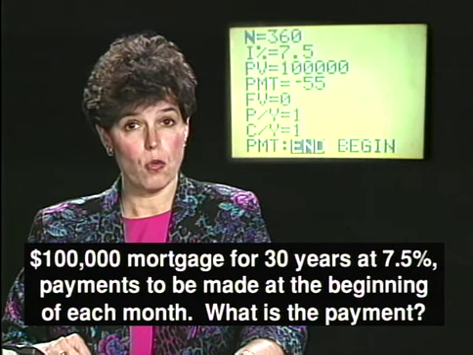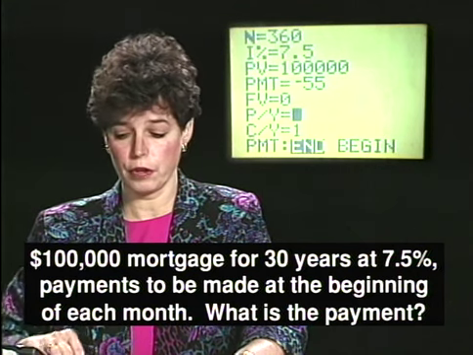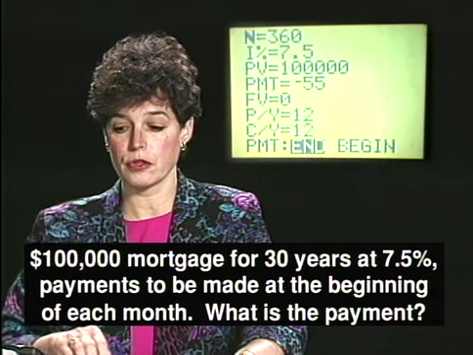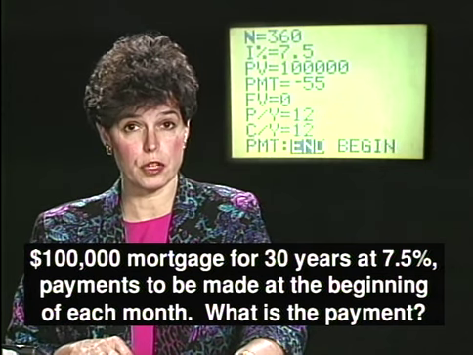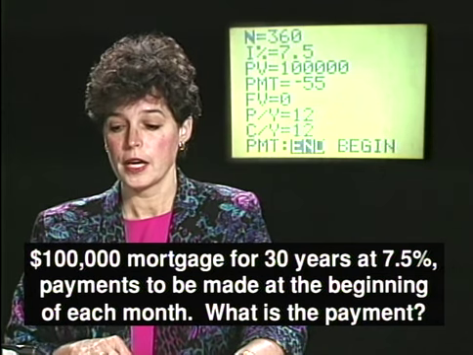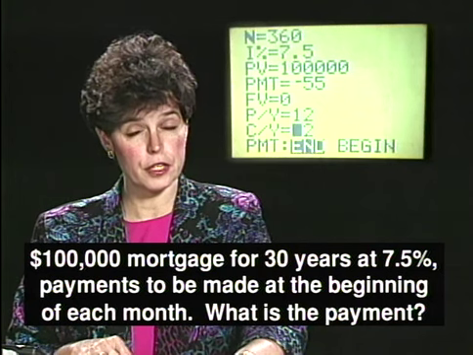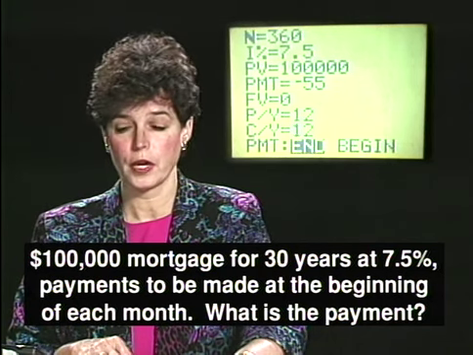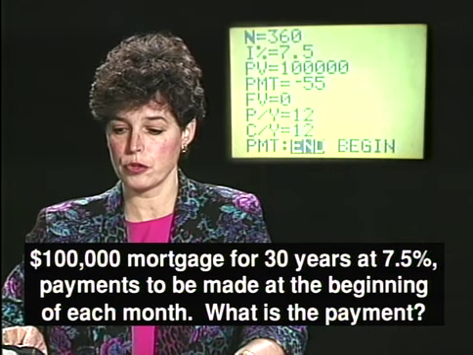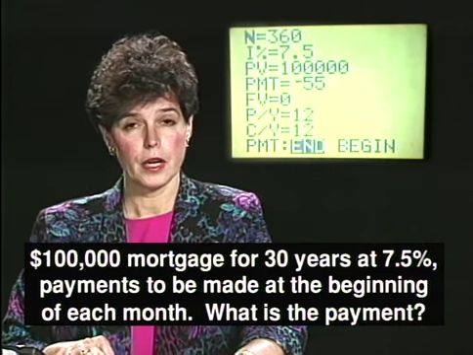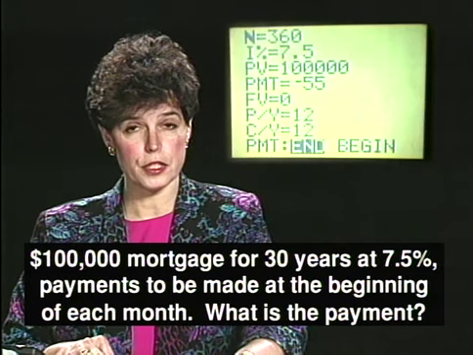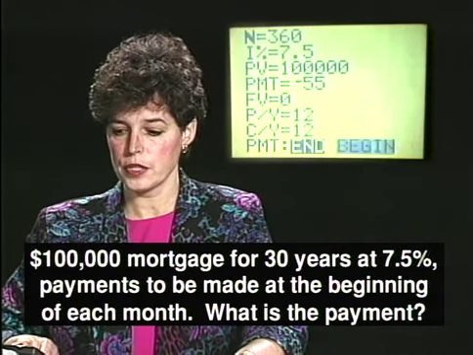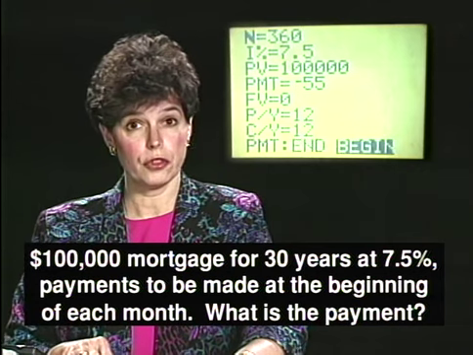P divided by Y means the number of payments per year, and there will be 12, so I type in 12. Move on down to C divided by Y, which is the number of compoundings per year. It is now 12. I could have changed it if I'd like to, but 12 is the appropriate number for our problem. So we'll leave that and go down to the last line. Remember that we were going to make our payments at the beginning of each month, so let's arrow over to begin, press enter, and everything's all set up.